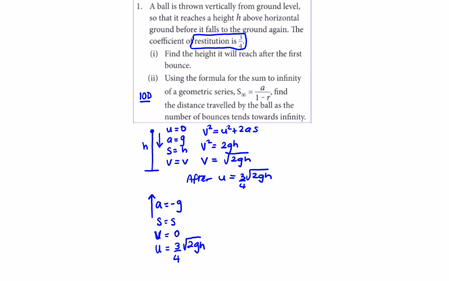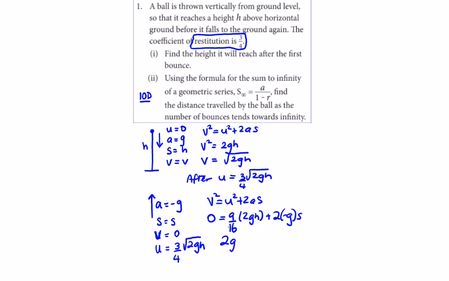Looking for s here, we have v, u, a, s, so same formula again. v squared is equal to u squared plus 2as. The velocity is 0 at the top. The initial velocity squared becomes 9 over 16 by 2gh, and then plus twice the acceleration of minus g times s.